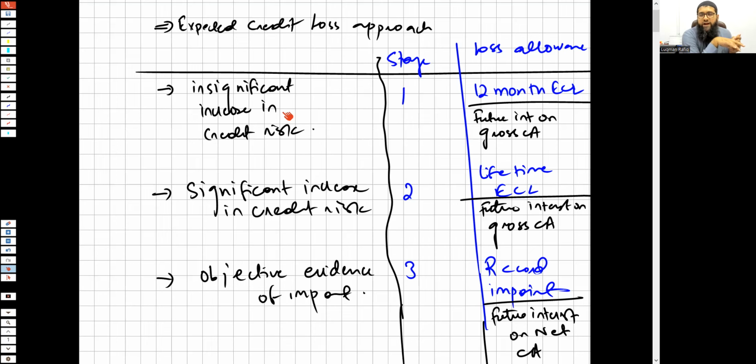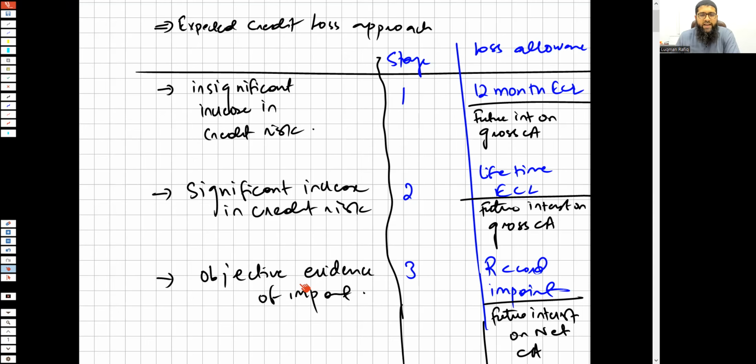Now, for example, if you acquire a financial asset and there is an insignificant increase in credit risk over time, that means it's stage 1 of impairment and you should recognize a 12-month expected credit loss, meaning the likely default within the next 12 months. Then if there is a significant increase in credit risk, you should recognize lifetime expected credit losses. The third one is an objective evidence of impairment.